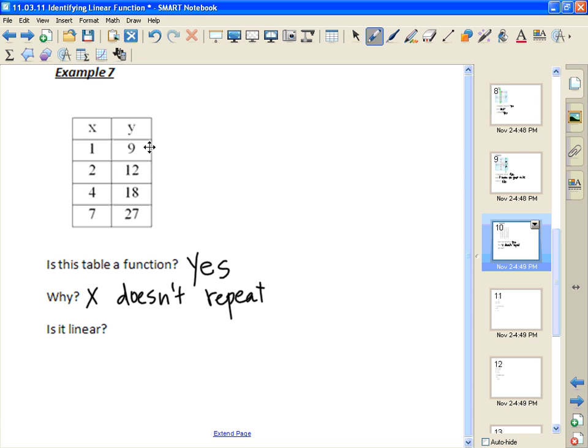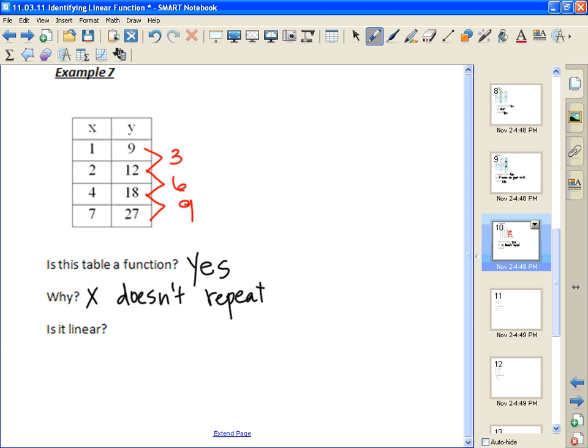So I look at my y values. I can see that from 9 to 12, it changes by 3. From 12 to 18, it changes by 6. And then from 18 to 27, it changes by 9. Okay? And then I have to come over here and do the same thing with my x's. So from 1 to 2, it changes by 1. From 2 to 4, it changes by 2. And from 4 to 7, it changes by 3.